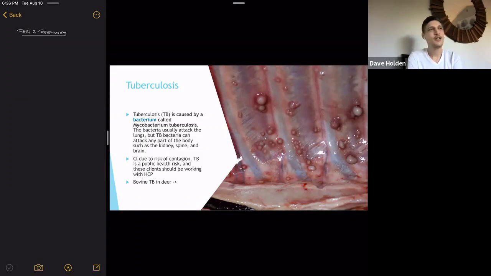Tuberculosis. Anybody like old Westerns? In the old Western movies, there was always that one guy, usually in the saloon, who was coughing into a handkerchief and coughing up blood. And they would usually say something like, oh, he's got the consumption. They used to call TB consumption, because it caused you to lose weight so quickly.